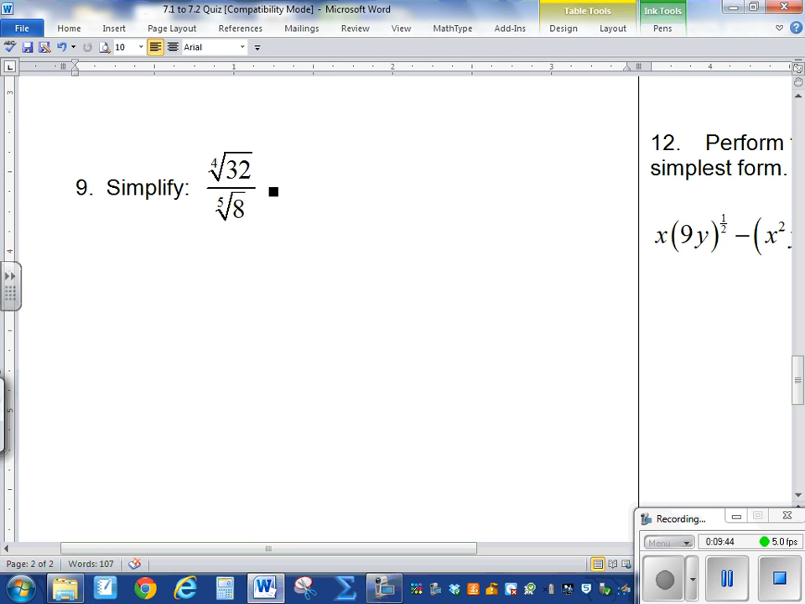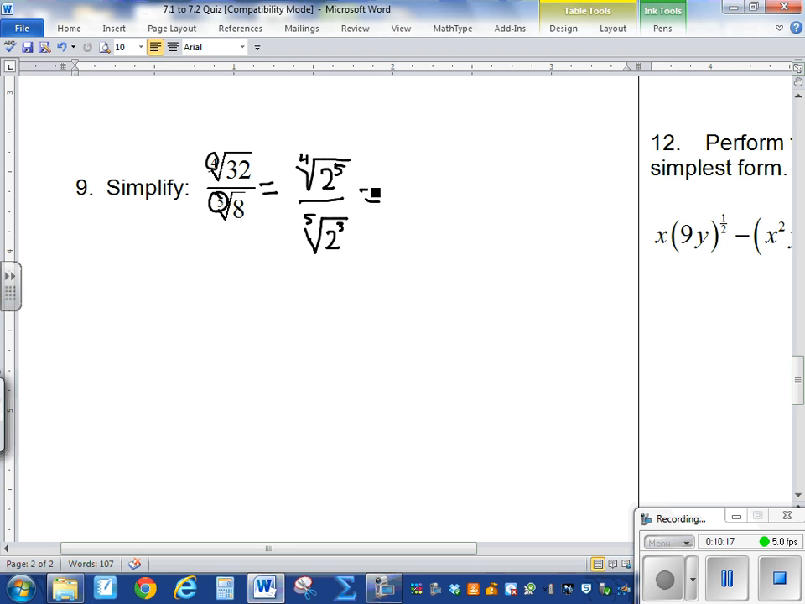Okay, so this one we have a fourth root and a fifth root. I showed you guys a shortcut in class, so I'm just going to do it that way here. So 32 is going to be 2 to the fifth. So you can rewrite this as the fourth root of 2 to the fifth power over the fifth root of 2 to the third power.